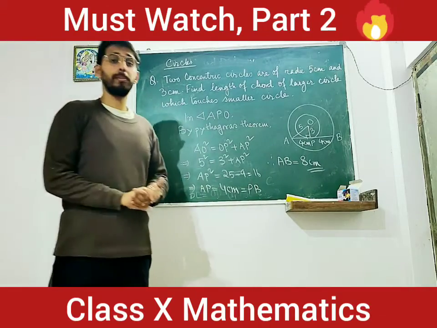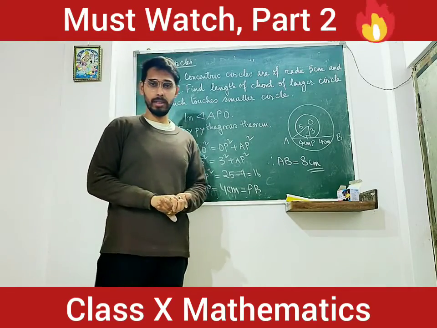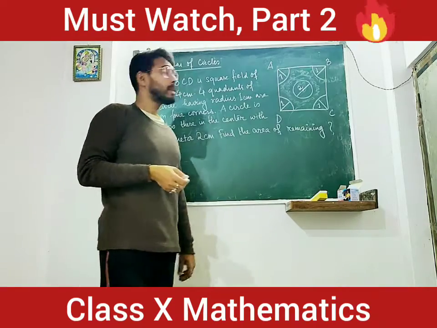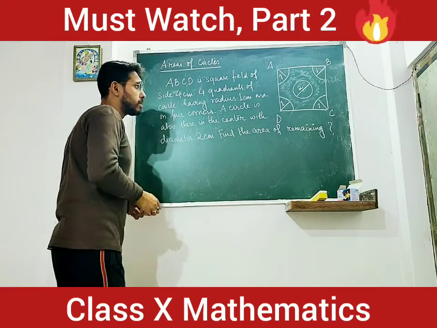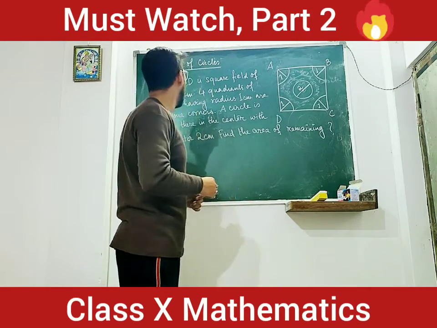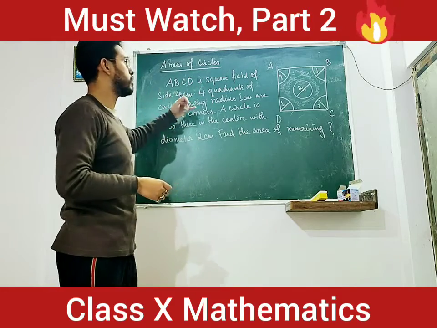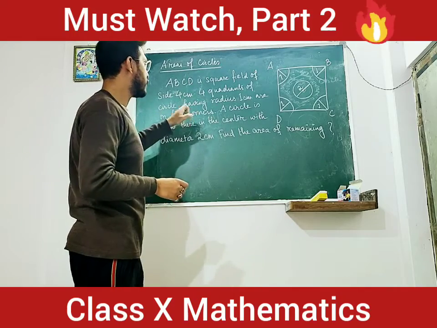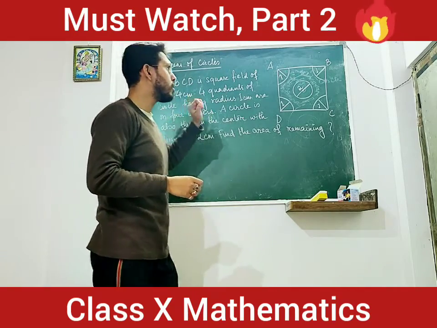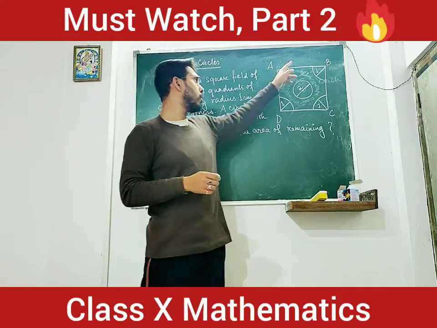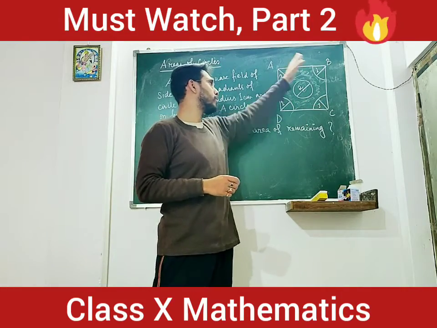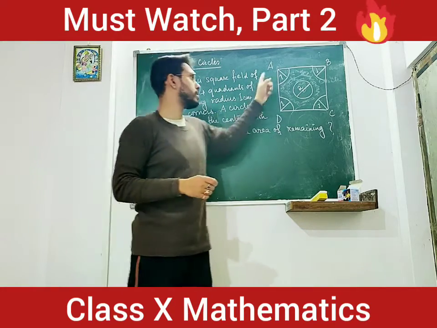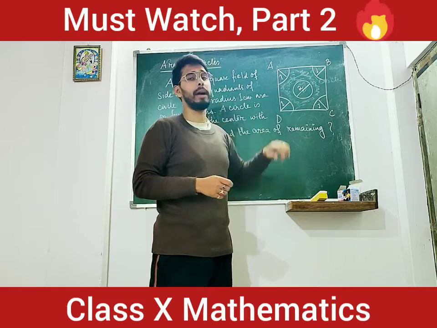Okay. So the next topic is going to be the areas of circles. So let us take a question from there. As you can see here, the diagram is given, and it says that ABCD is a square field of side 4 centimeters. 4 quadrants of circle having radius 1 centimeter are on the 4 corners. Quadrants means 1/4. So 4 quadrants of circles are there on the 4 corners A, B, C, D. A circle is also there in the center with the diameter of 2.